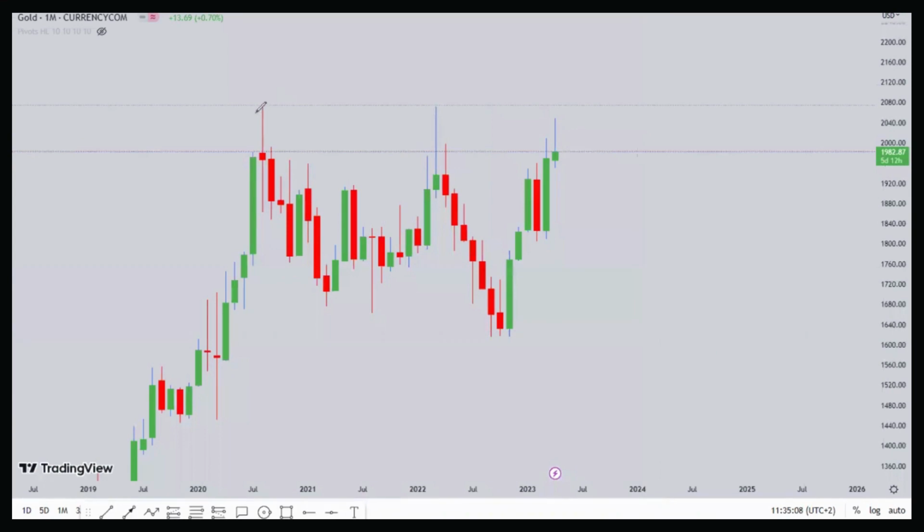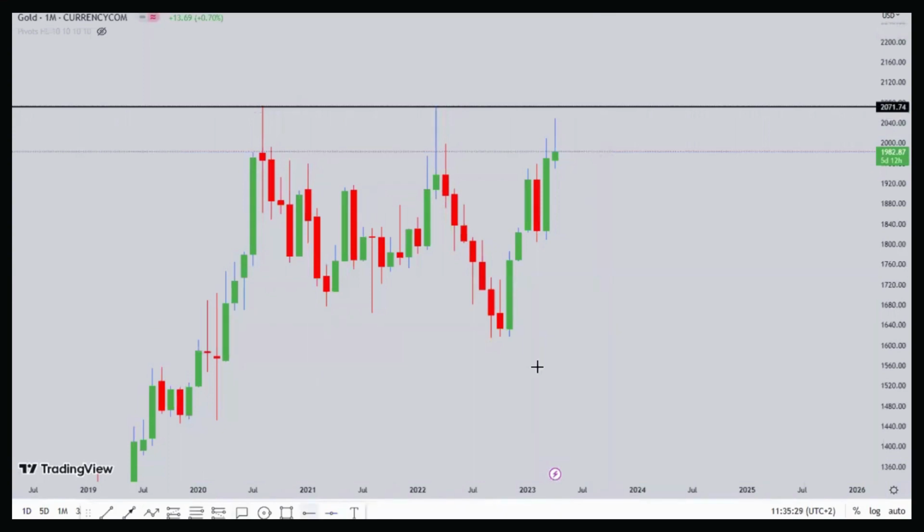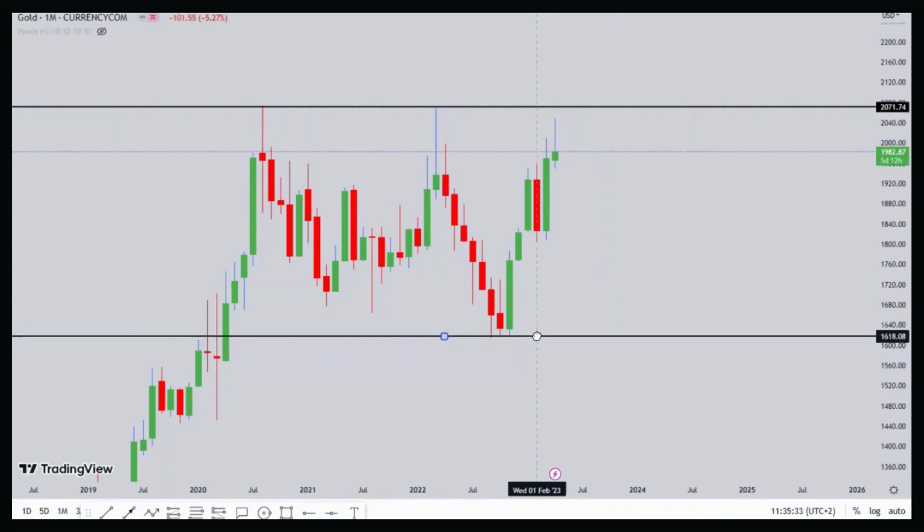Previously, we saw gold turning there, and then a second time gold attempted to go to that area and came back down. I still believe it is going to go to that area before it can find the momentum to go downwards. That's my area of strong interest, my resistance area. I'm also going to draw a line here on the lowest recent price.